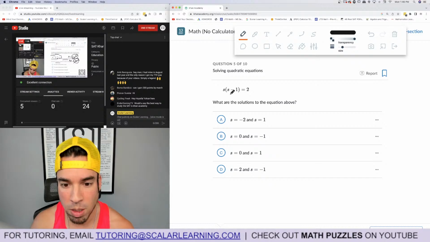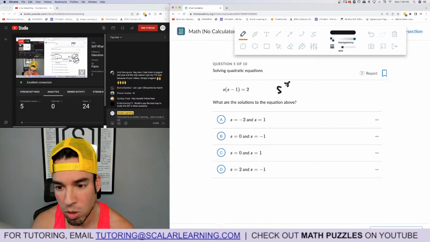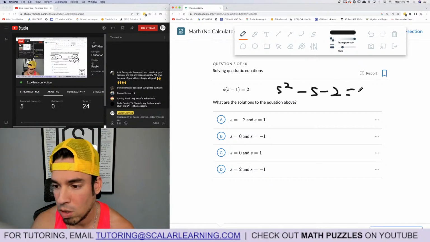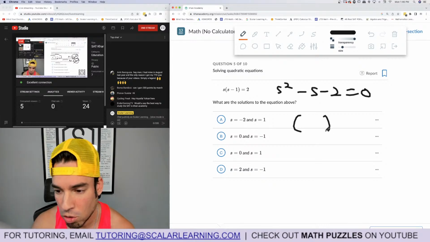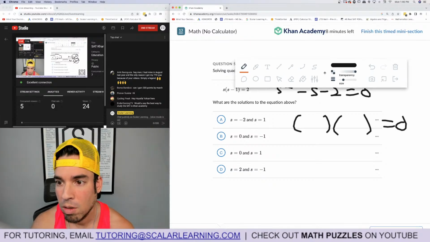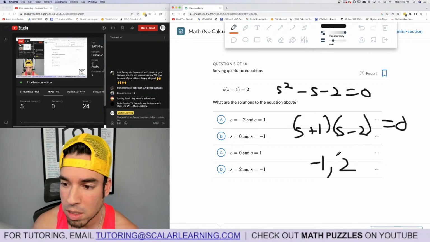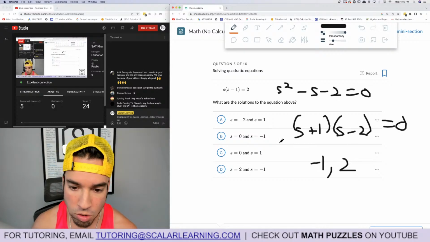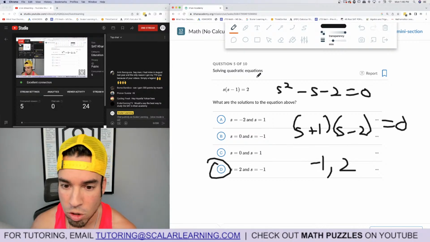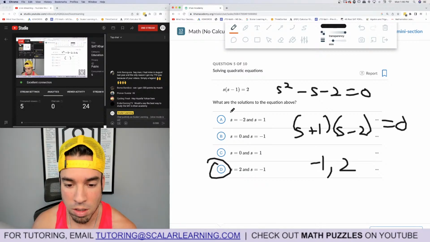What are the solutions to the equation above? So we'll distribute: s squared minus s minus 2 equals 0. I subtract the 2 from both sides. I gotta pick up the pace because I'm running out of time. 8 minutes left. So it's (s minus 2)(s plus 1), right? So my solutions are -1 and +2. That's just factoring. Just to make sure, plug in -1, that's 2, plug in 2. Yep, it works. D, done.